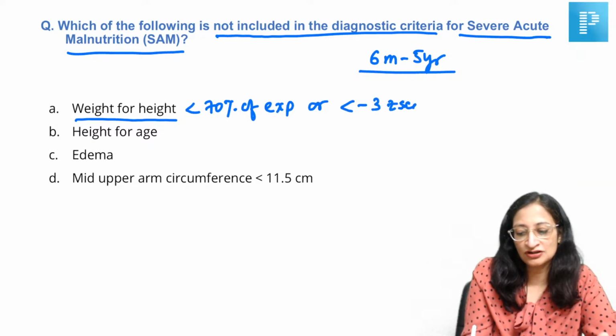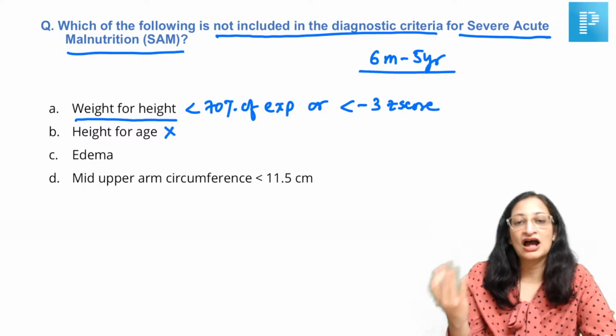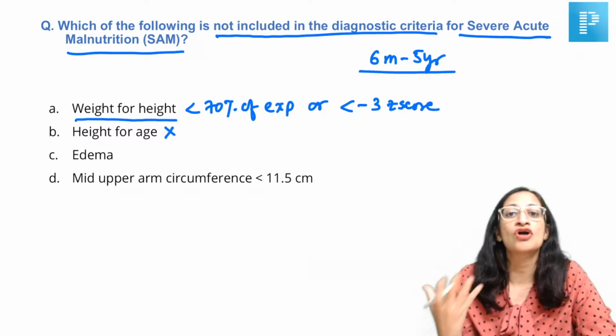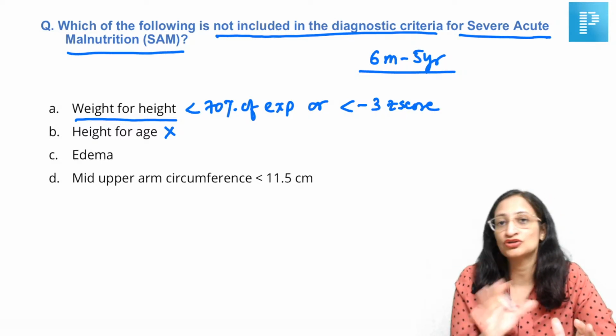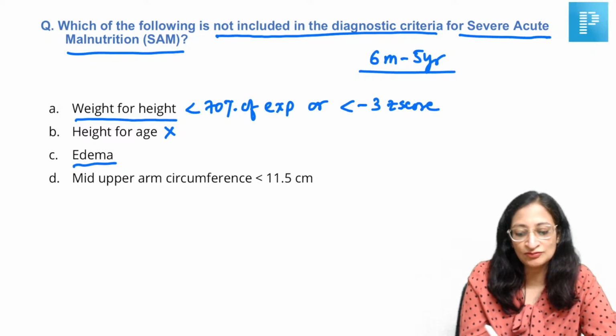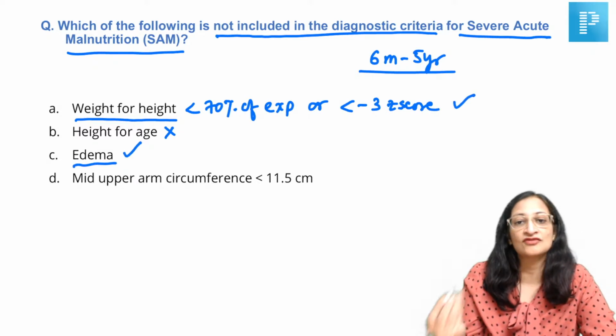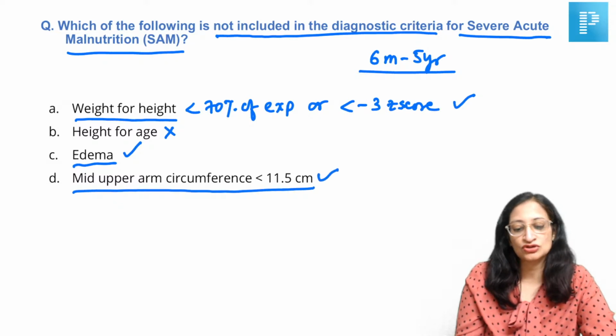That means severe wasting, right? It does not include height for age, we know, because height for age, if it is less, it will indicate chronic malnutrition. Stunting or decrease in height for age indicates chronic malnutrition and not acute, okay? Edema, so presence of symmetric bipedal edema of nutritional origin is a criteria for diagnosis of SAM. Mid upper arm circumference less than 11.5 cm is also criteria.